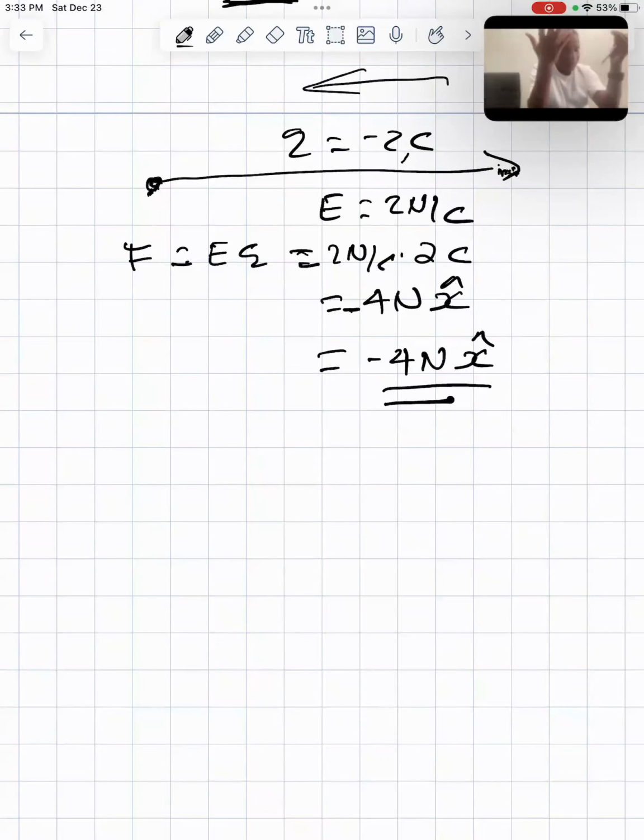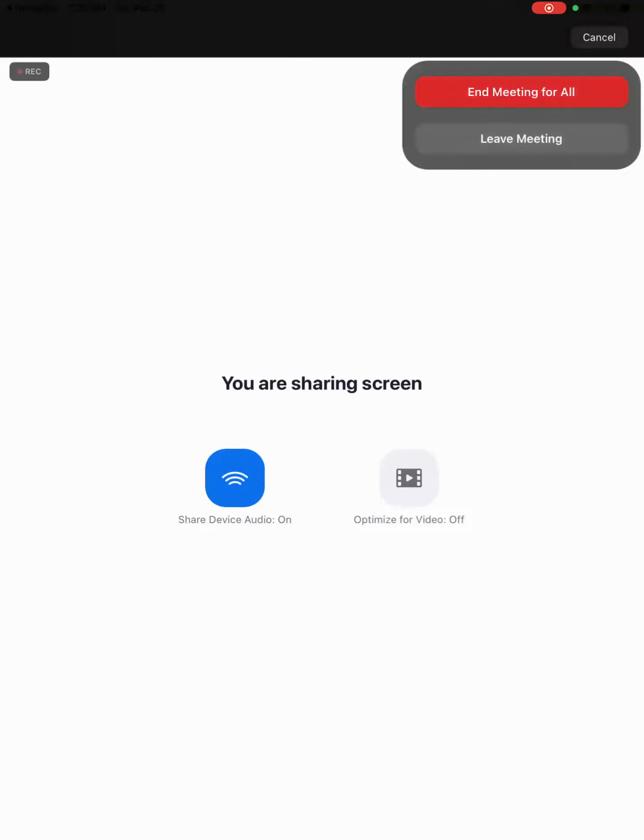So if you have a continuous charge distribution, how can you find the magnitude and the direction? To find the direction, use a positive test charge. But to find the magnitude, we'll come to the next part. For today, this much is enough.